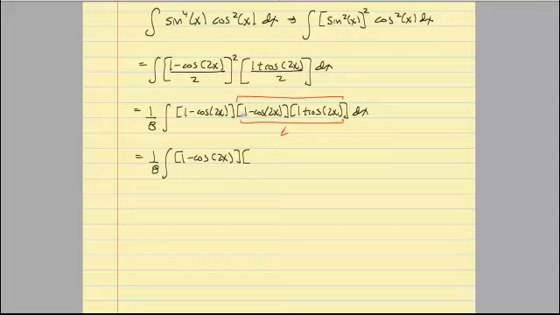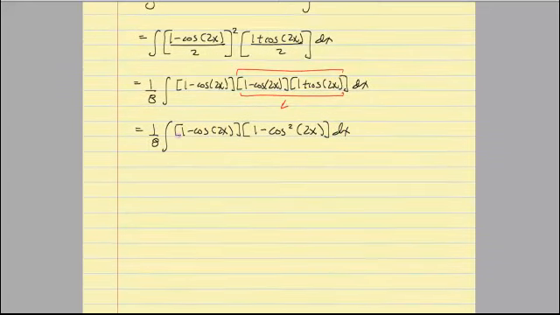When I FOIL those out, I get my first terms, which is 1 times 1 is 1. My outside is going to be a plus cosine 2x. My inside will be a minus cosine 2x, and they sum to 0, which is nice because I get rid of a term. Then my last terms will be a negative times a positive, which is a negative. Cosine 2x times cosine 2x I can rewrite as cosine squared of 2x dx, of course. Now this is nice because I have a binomial times another binomial. I can FOIL this again, and again this is all rewriting. My first terms will give me a 1.